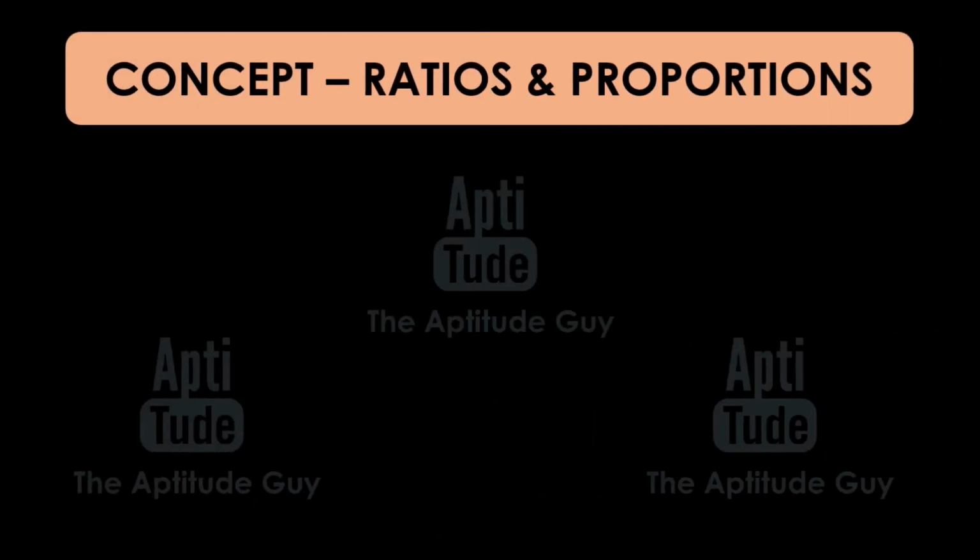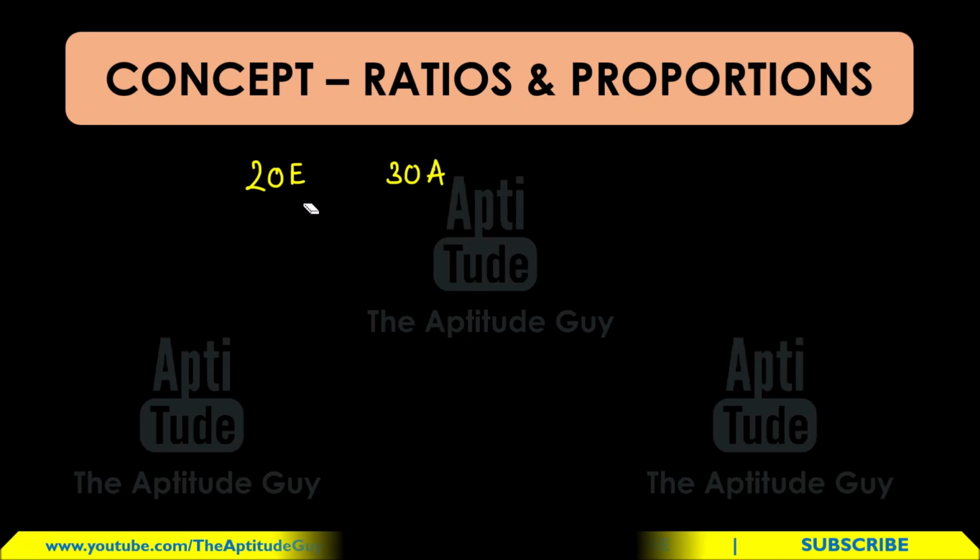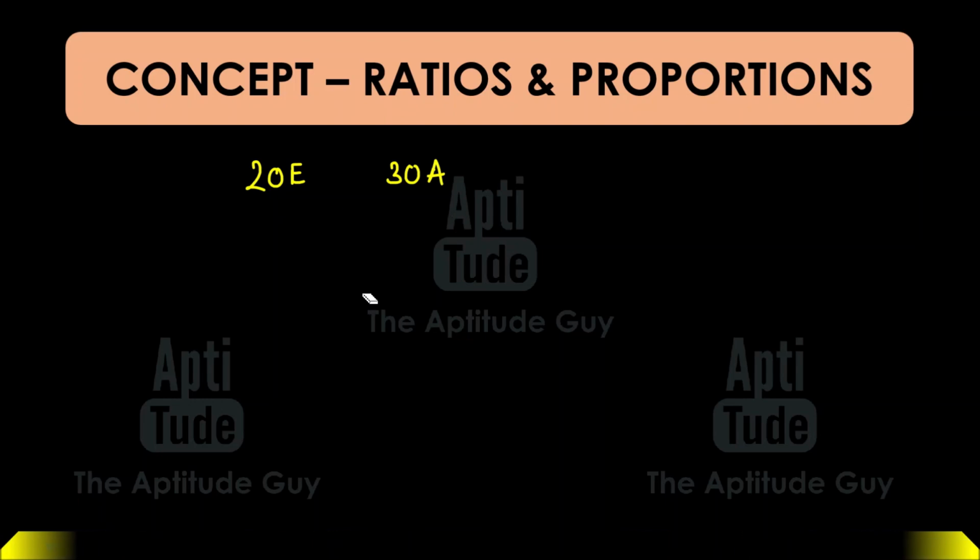First, let's talk about the concept of ratios and proportions. This is something that most of you already might know, but still for the benefit of everybody, I'll teach you the basics. Suppose you have 20 eclairs and you have 30 Alpenliebe, and I ask you what is the ratio between them. If the question is framed that way, obviously your answer will be 2 is to 3. But what if I ask you what is the ratio between Alpenliebe and eclairs? Then the answer will be 3 is to 2.